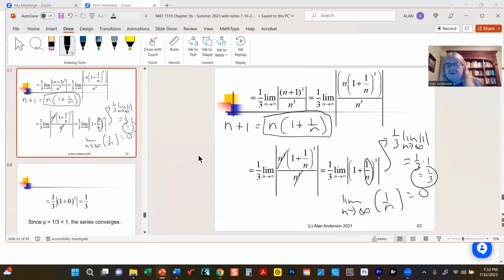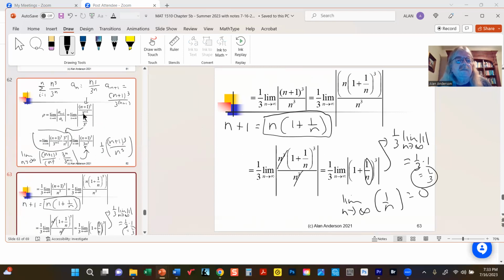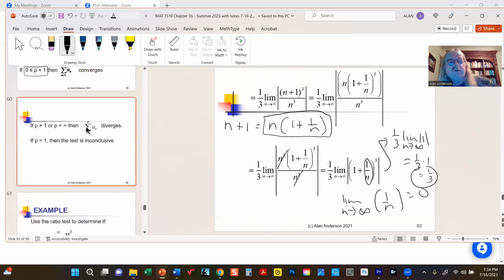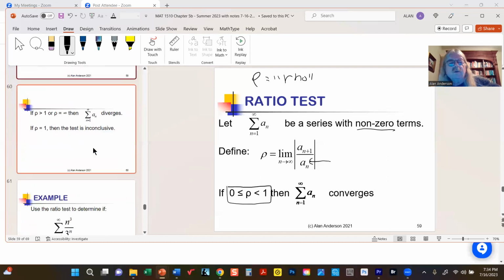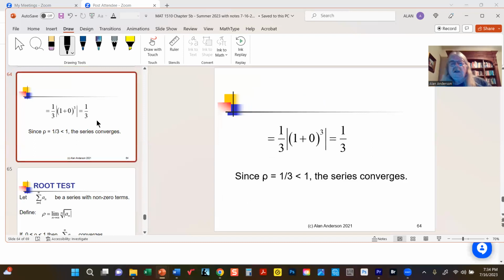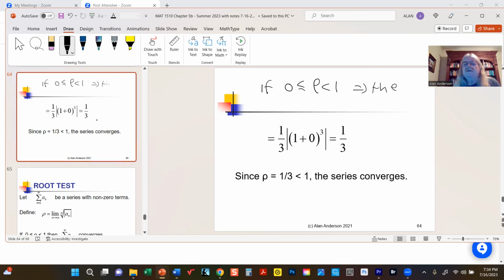Now, remember, this is that rho that we defined earlier. This is not the limit of the series or anything like that. This is rho, that measure that we just created here. So remember, the whole idea here is that rho just needs to be between 0 and 1, not including the 1, in order for the series to converge. And that's the case here because rho is 1/3. So remember, the rule is that the series converges. And that's all we need for now.